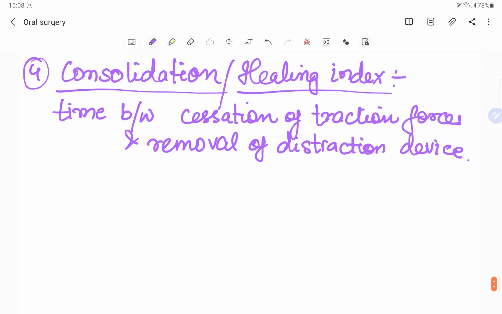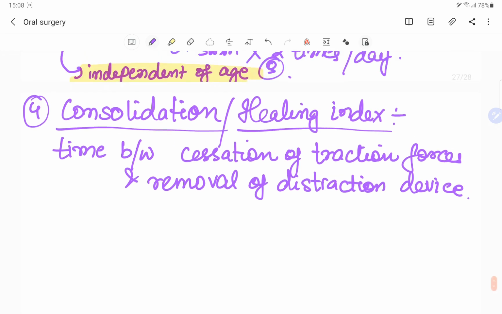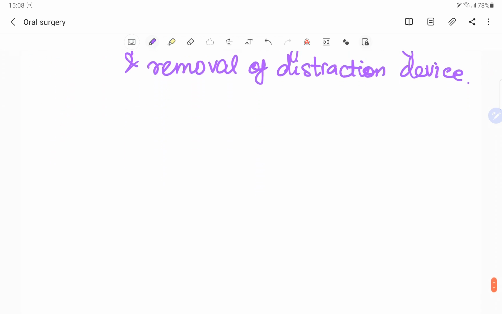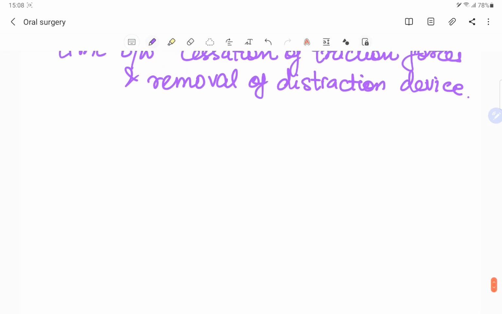So this time period is at least 3 times more than the distraction time because we want the bone to calcify, guys. We want the bone to get the bony callus. We want this hard callus. So this time is way more than the distraction time. If you remember, the distraction rate is 1 millimeter per day. So this consolidation time is when the woven bone is calcifying.